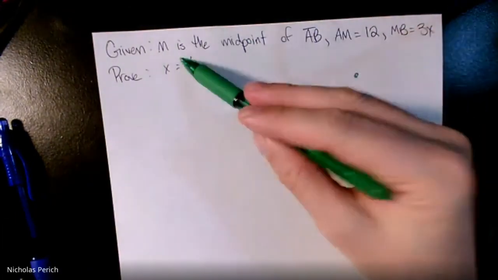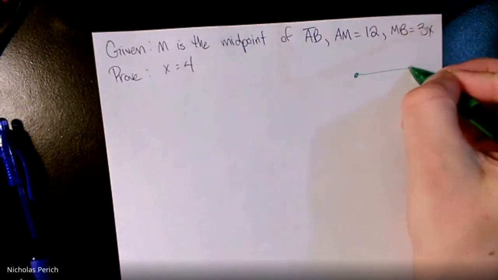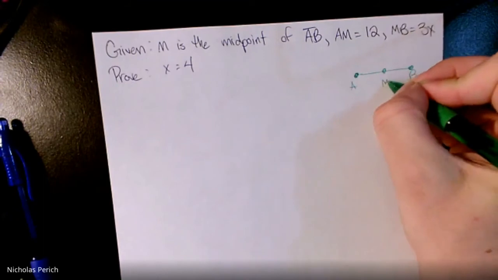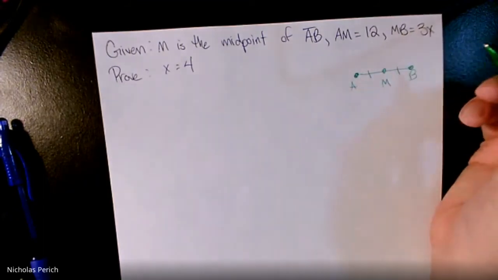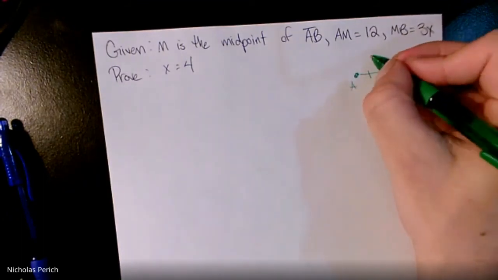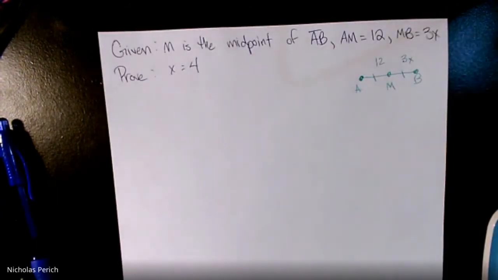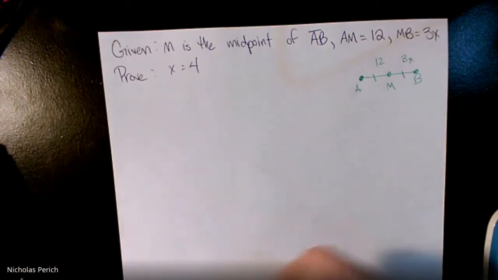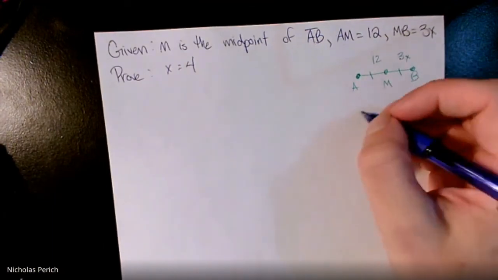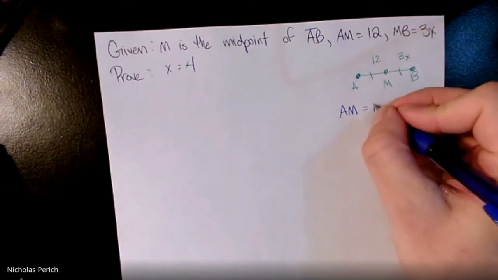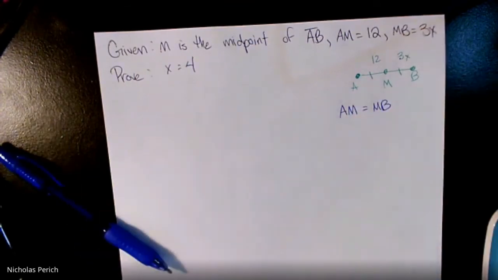Let's draw a picture. M is the midpoint of AB. So I start out with AB. M is the midpoint. What does that mean? I am given AM is 12. I'm given MB is 3x. That's all information that I'm given. Everything there in green, except for the fact that I went and put those lines there, is all the information I'm given. I'm allowed to say that AM equals MB.